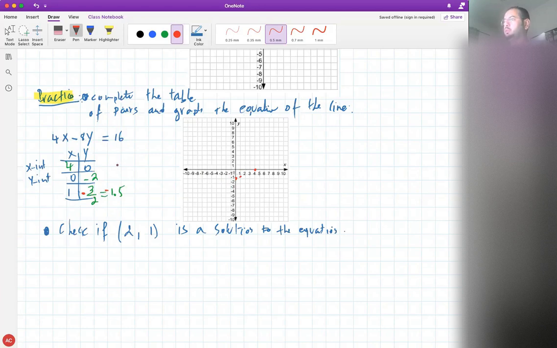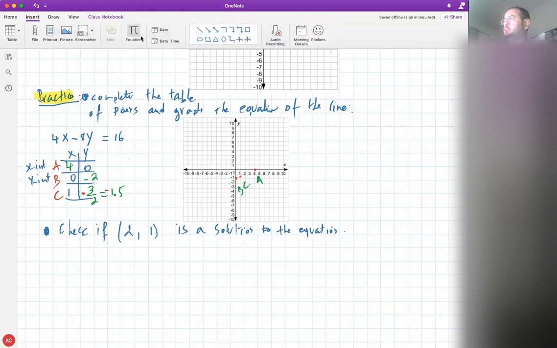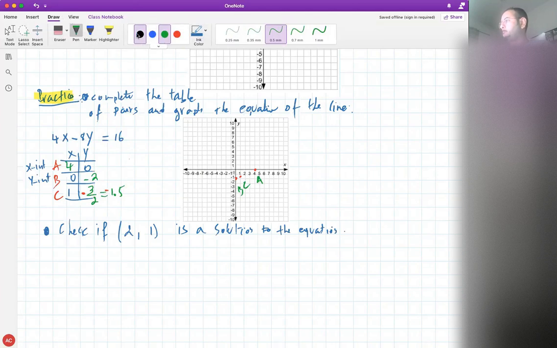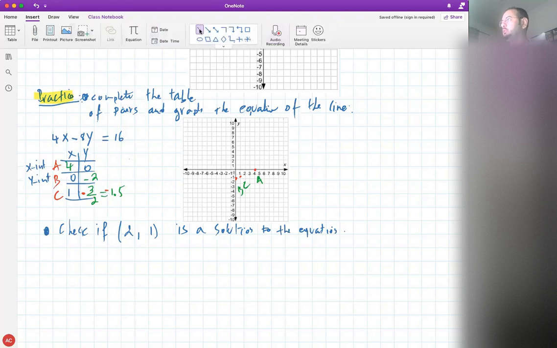Yeah, I forgot to say all the points are negative. That's right. All the points are aligned, A, B, C. So again, this is A and B and C. So now we just need to draw a line through those points. And the graph would be complete.